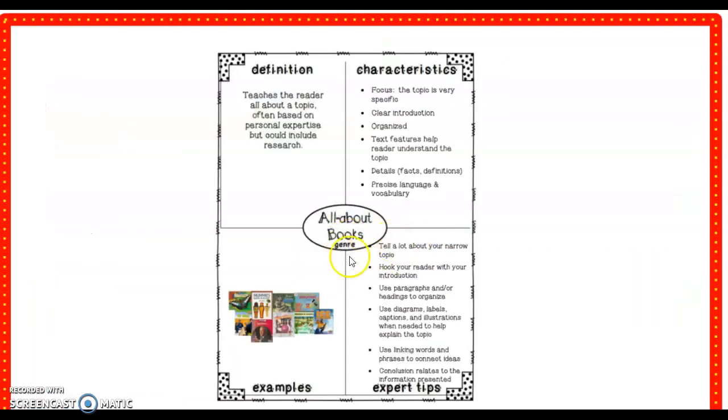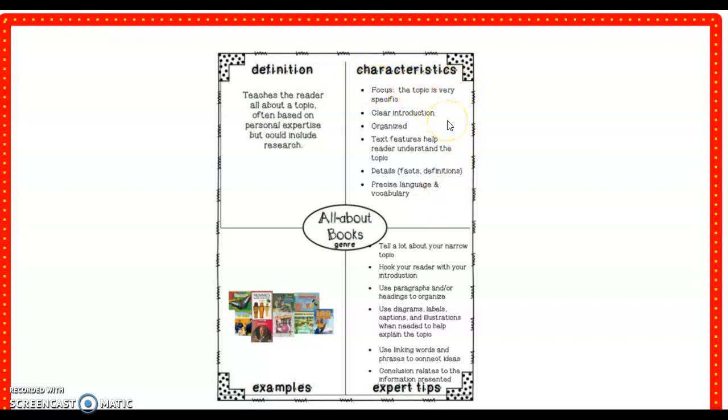So once again, all about books or informational books. They teach about a topic. Okay, you can include personal experiences in what your expertise is, like how you know about it. You're going to tell maybe examples or situations in your own life where you have used this information.